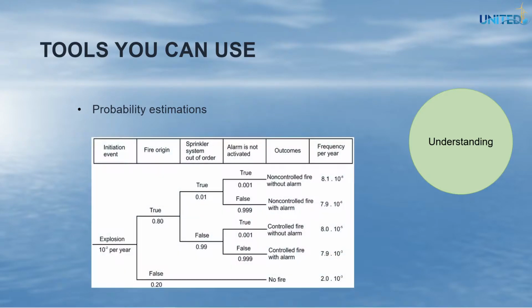In addition, a very practical tool is a so-called probability estimation, or estimating what the chances are that something will be happening. In the example below, you see that when there is an explosion on board a ship, there's a 20% chance that there will be no fire and 80% chance that there will be a fire. In 99% of the cases, the sprinkler system will work and you will end with a controlled fire. Only in 1% of the cases, there will be a non-controlled fire on board.